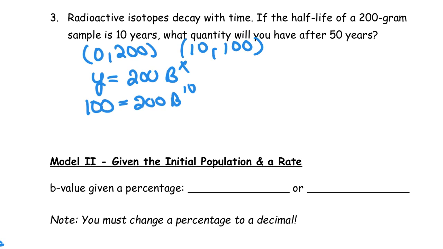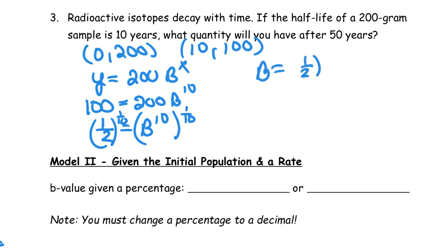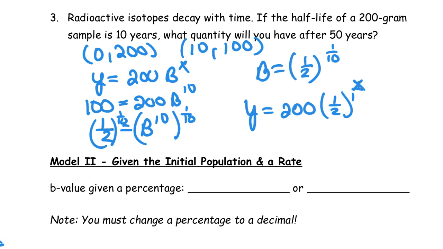What happens when we take that 100 divided by 200? There's that half right there. Okay, so now what do we do? Be real careful. Make sure you got parentheses around that 1/2. So we end up with b equals 1/2 to the 1/10. That means every 10 years, it's going to cut in half, right? Okay. So now we got y equals, it started at 200, and in 10 years, x, it'll be at its half-life.